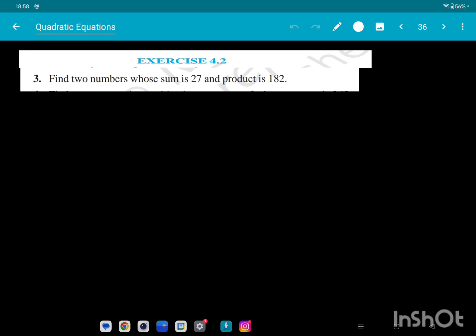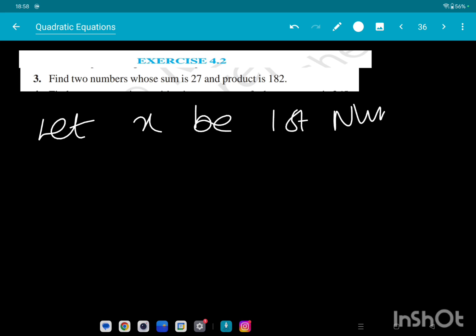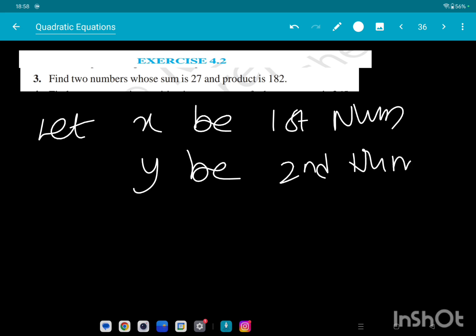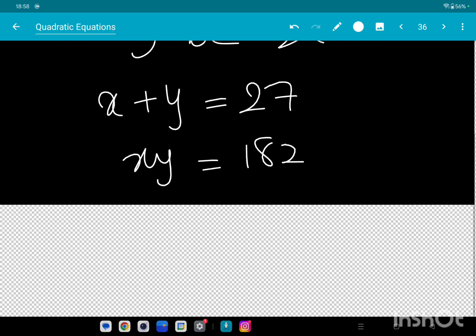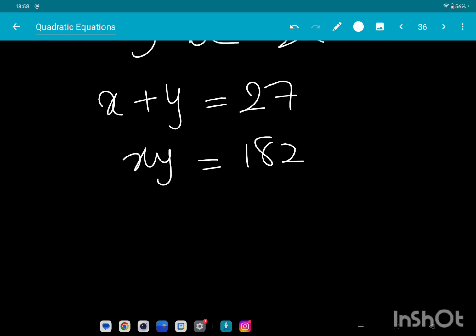Here it was not given the connection between the two numbers. They are just given normal numbers. So we need to find those numbers. Let x be the first number and y be the second number. Now here it was given sum, which means x plus y is equal to 27, and product xy is equal to 182.